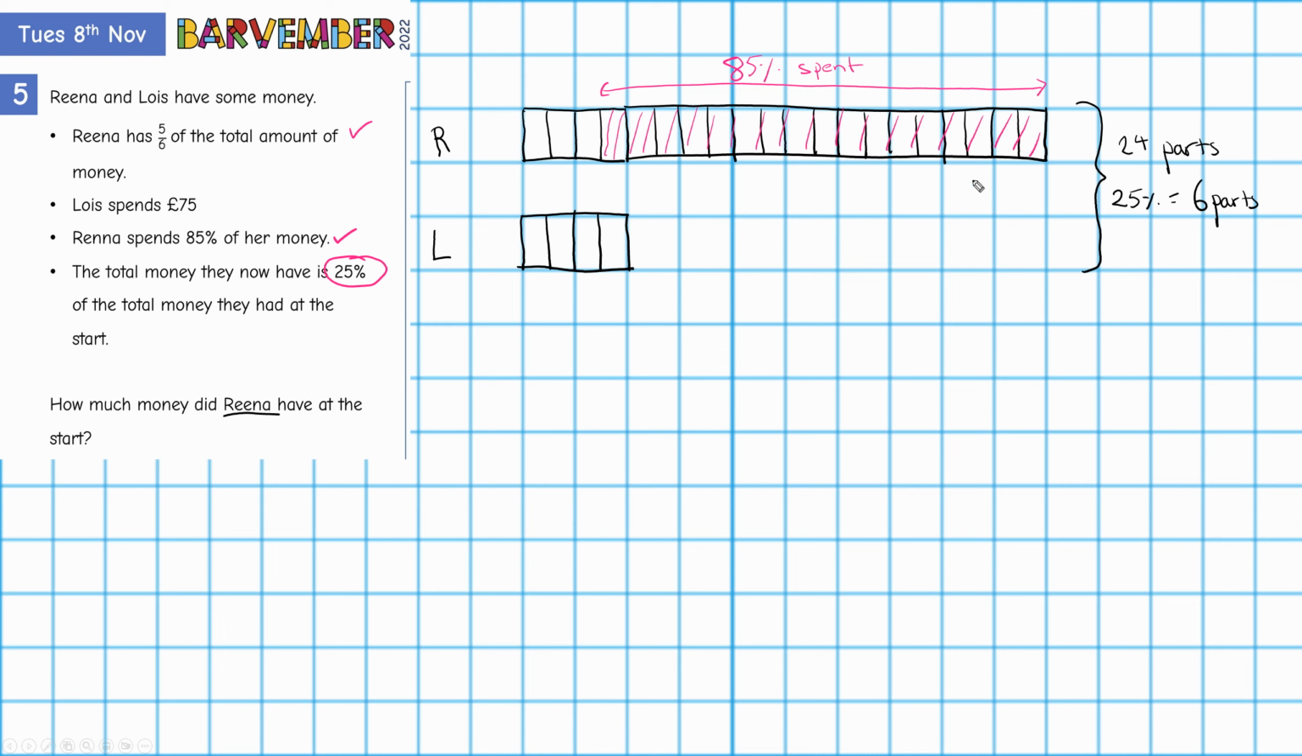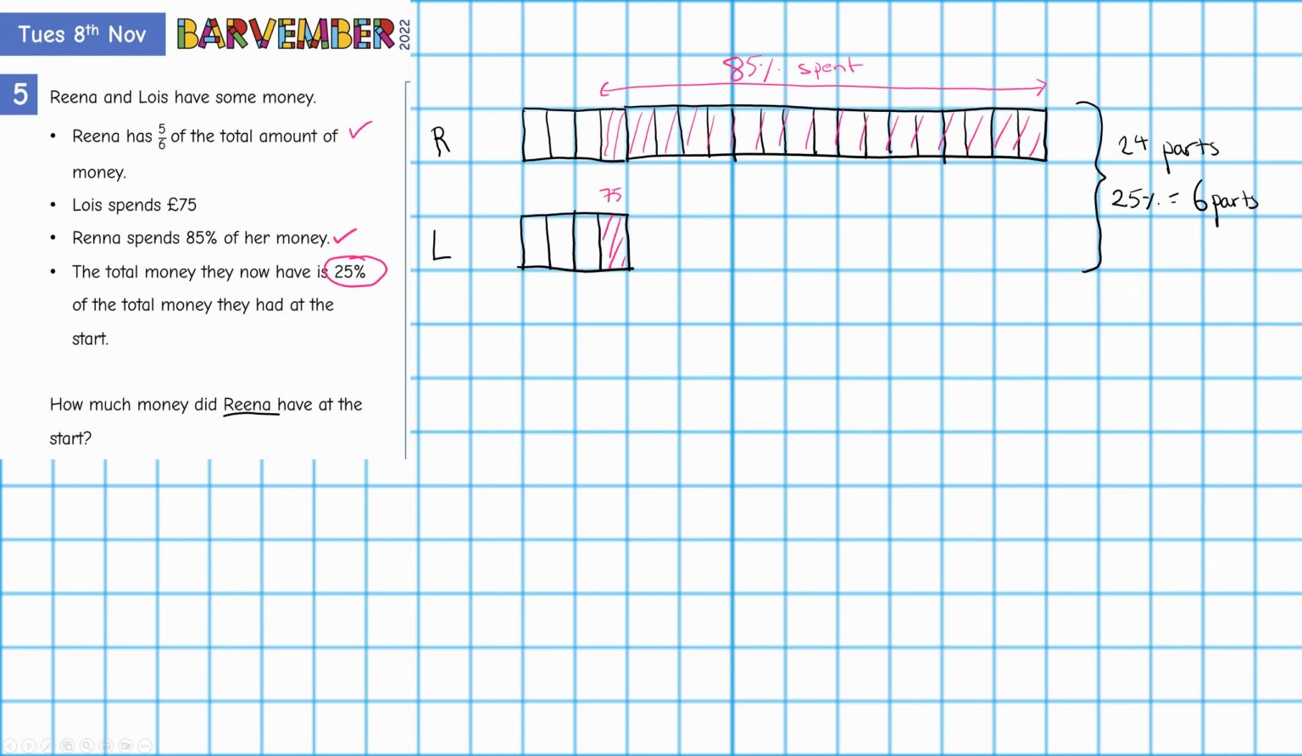Okay, so how many parts do we have here? 1, 2, 3 parts. So Rena has 3 parts. That means Lois must also have 3 parts in order for there to be 6 parts all together. So Lois must have spent this, and this then must be equal to 75. Okay, so one of these parts we now know we have a value that we can attribute to it, which is 75. Okay, so what are we asked?